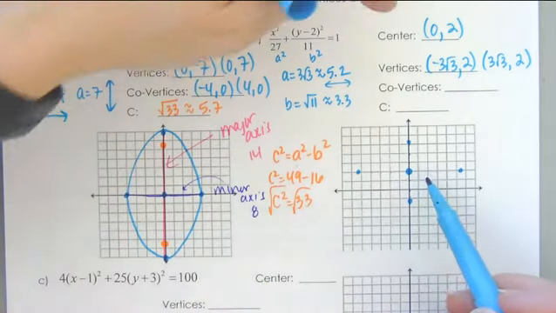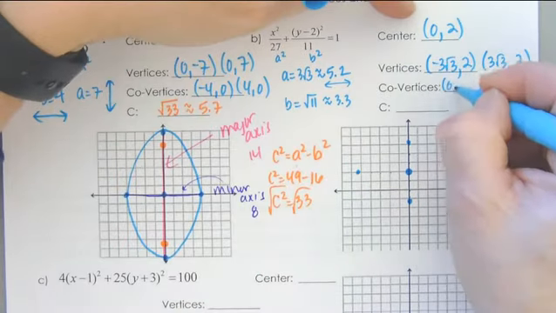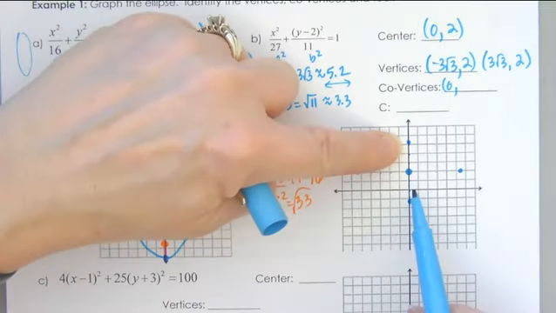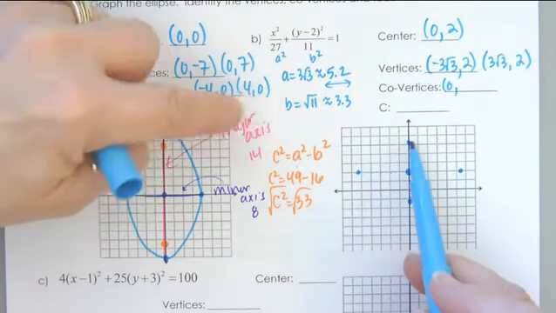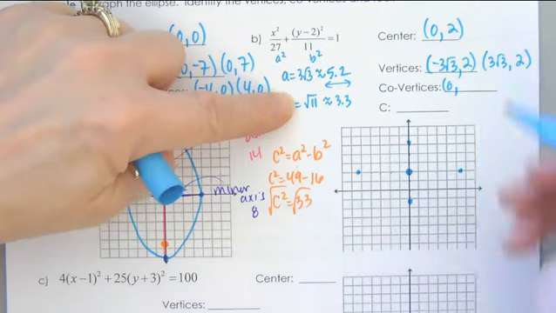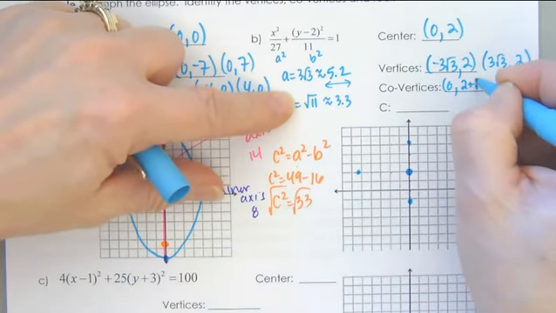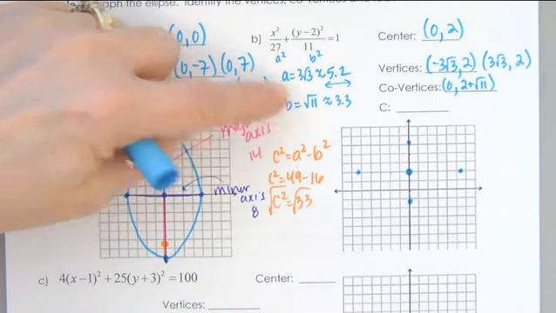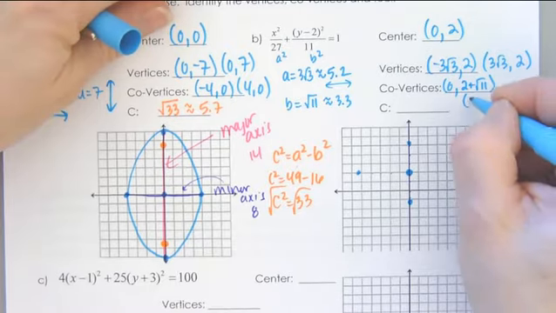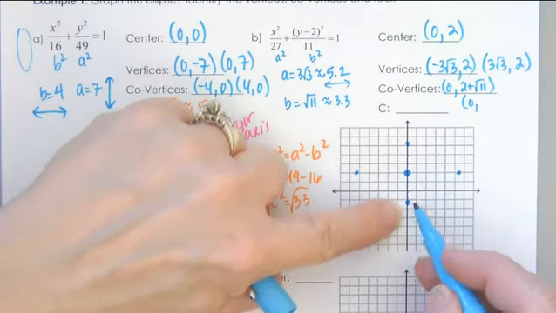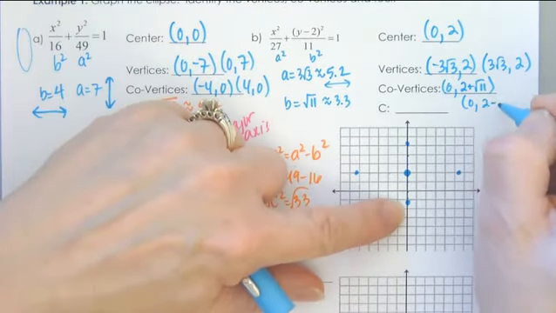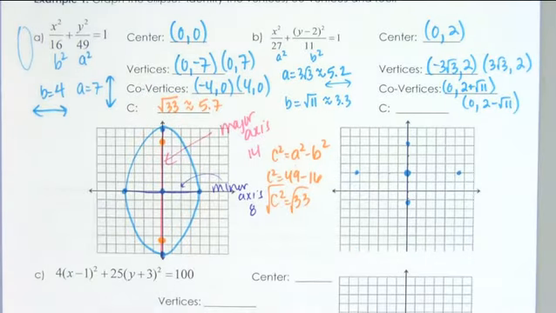So to write these, if you look, we're really adding to my y value here. So it's still over 0. This point right here, it was at 2, and then I'm going to add radical 11. So it's kind of ugly. It's 2 plus radical 11. See how these can get a little nasty here? My other co-vertex is at 0, and then this went, it was 2, and then I subtracted radical 11 from that. So those are very ugly ordered pairs.